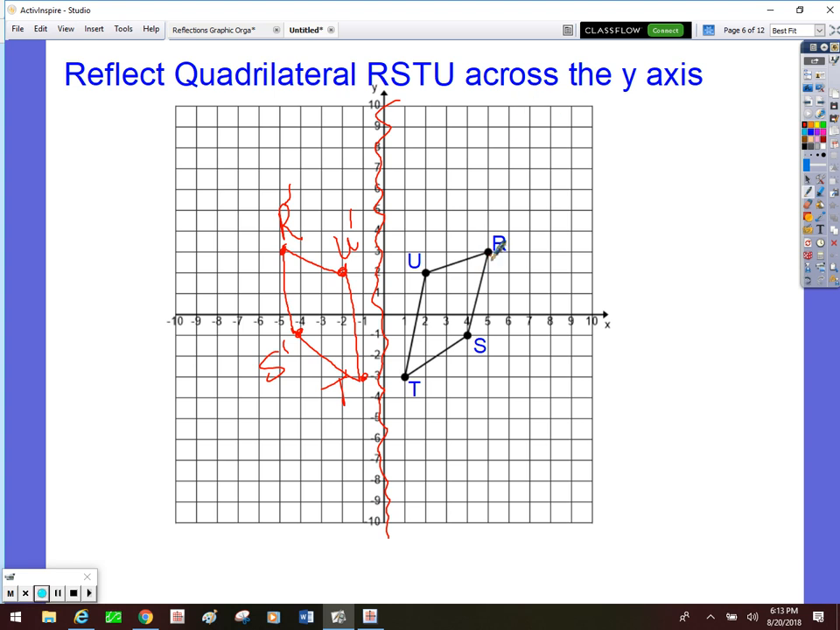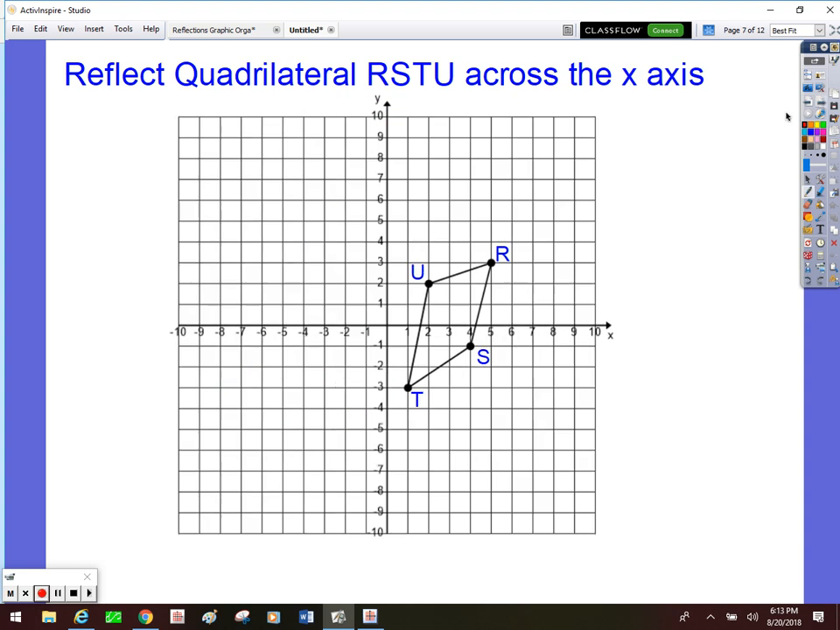If you'll notice, when I went across the y-axis, all of my y's stayed the same. That's a 4, that's 4, that's 3 and 3, -3 and -3. The only thing that's going to change is the sign of the x value. Okay, all right, let's see what we got.